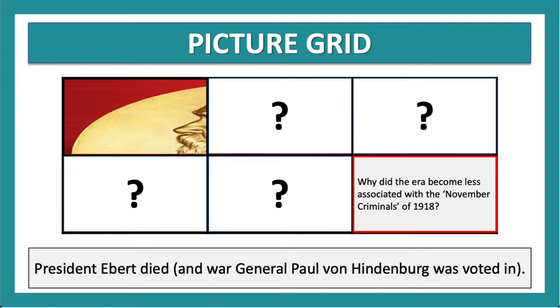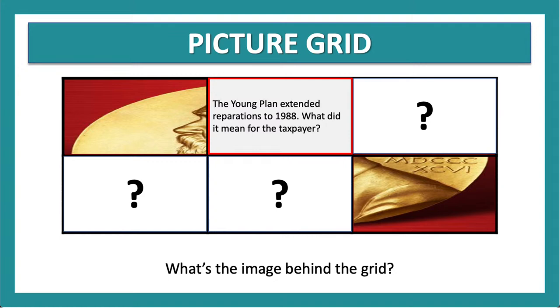So President Ebert died, and War General Paul von Hindenburg was voted in, who was more popular with veterans, etc. So, yeah, you've physically moved on from the people associated with that. Okay, let's have a look at what that piece represents. We've had a suggestion in the chat window that it could be a coin. Could be, couldn't it? That looks a bit like a coin or a medal or something like that.